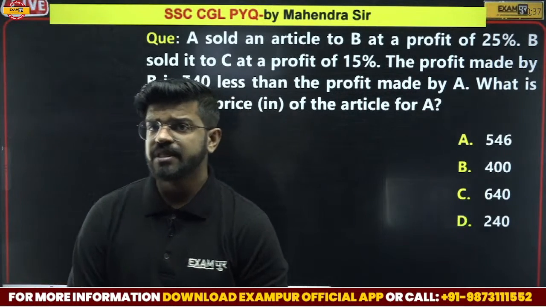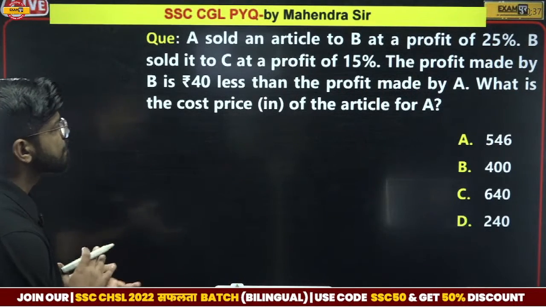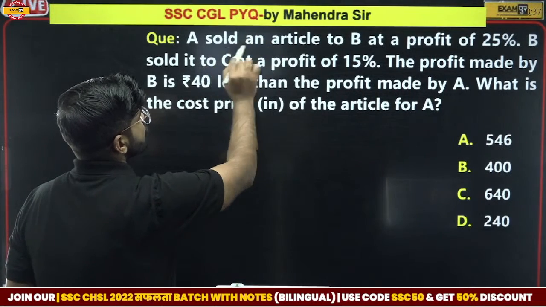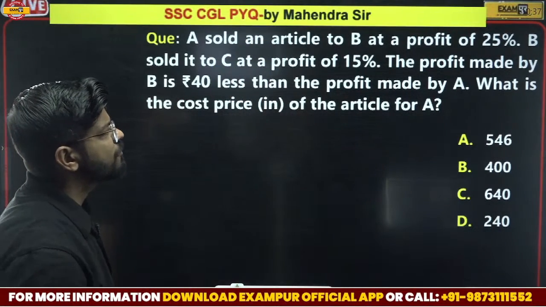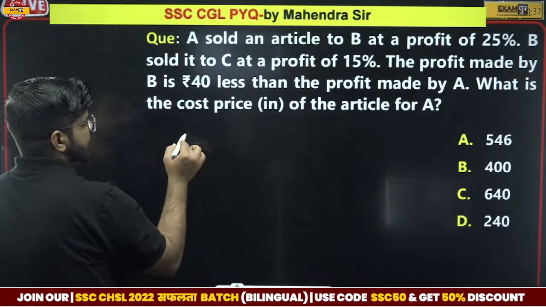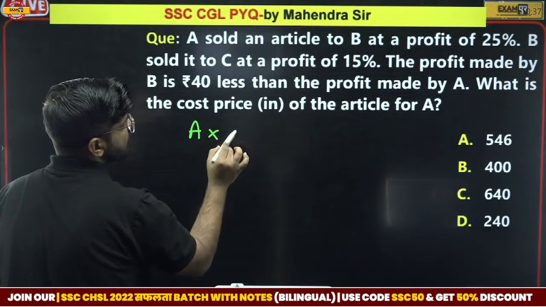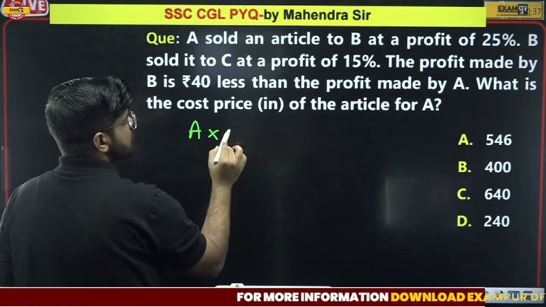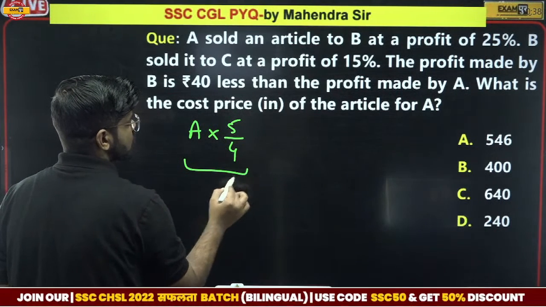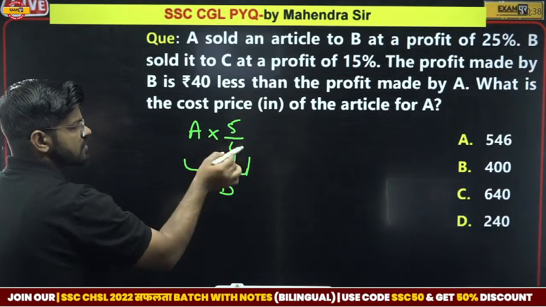Okay, now tell me the answer for this question. A sold an article to B at a profit of 25%. B sold it to C at a profit of 15%. So A sold it at a profit of 25%, so A multiplied by 5 by 4. Now this is the cost price of B. A sold it to B, so now this is the cost price of B.